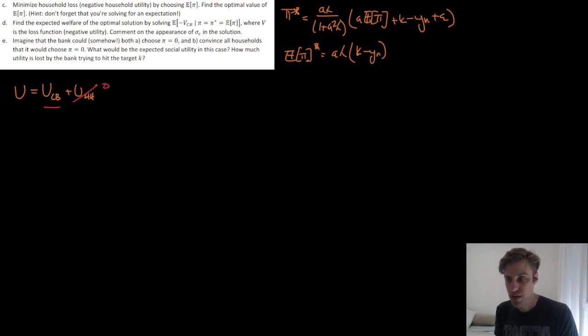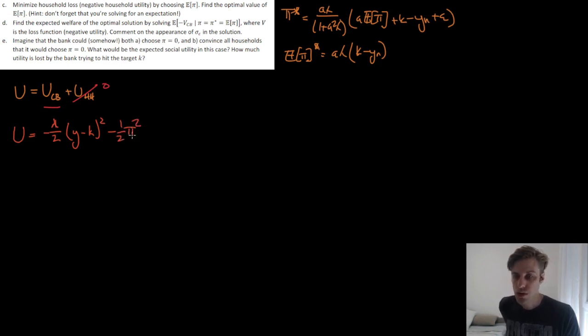The utility of the central bank is equal to the minus of the loss function. So the social utility is going to be equal to the minus loss function, which was plus 1/2, so now we're minus 1/2, y minus k squared. And then, sorry, this was lambda over 2. And then minus 1/2 pi squared.